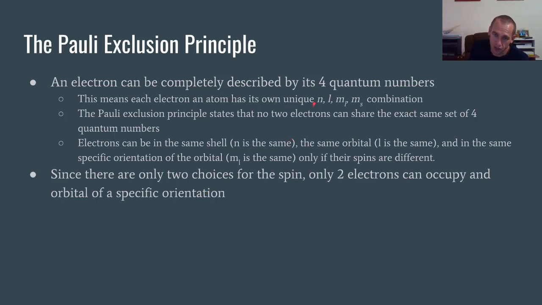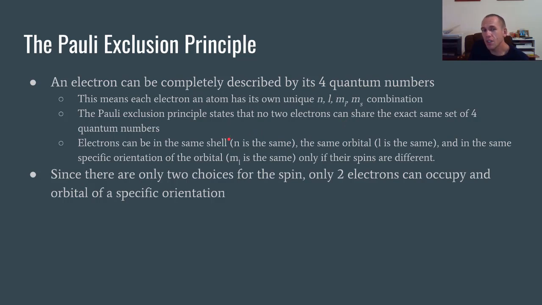its 4 quantum numbers. Its principal quantum number, how far it is from the nucleus, its angular momentum quantum number, which tells me what shape its orbital is, its magnetic quantum number, which tells me what orientation that shape is in, and then its spin quantum number, which tells me about its magnetic field. Now, no 2 electrons orbiting the same nucleus can share the same set of quantum numbers. This is called the Pauli exclusion principle.